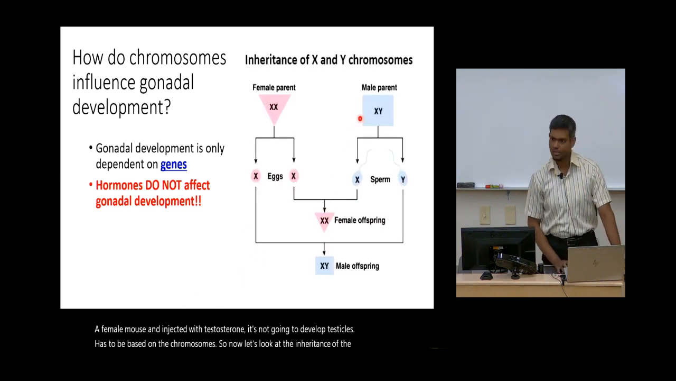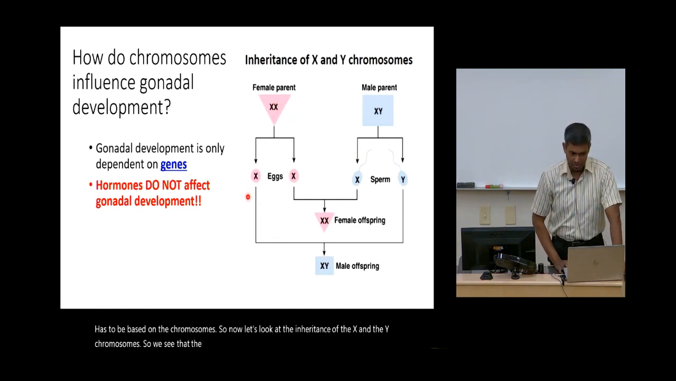Now let's look at the inheritance of the X and the Y chromosomes. We see that the female parent will have the eggs.